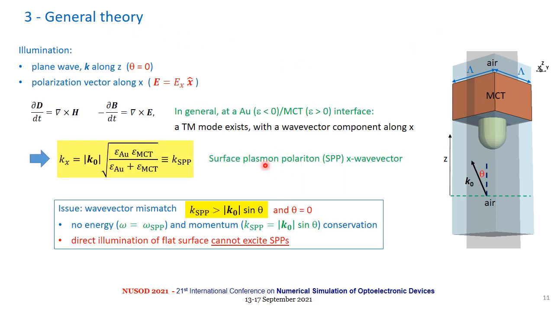A standard calculation, I will give you the references later, shows that surface waves exist along the interface between a material of negative permittivity and one of positive permittivity, in this case gold and Mercatel. They are known as surface plasmon-polaritons, and this is the X wave vector expression. However, a direct illumination on a flat surface cannot excite these modes because energy and momentum conservation prevent this.